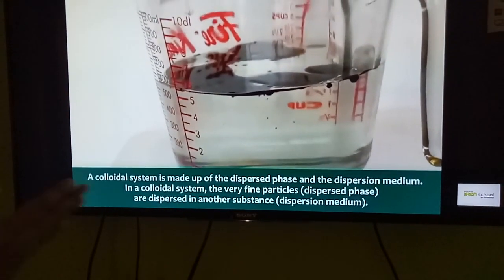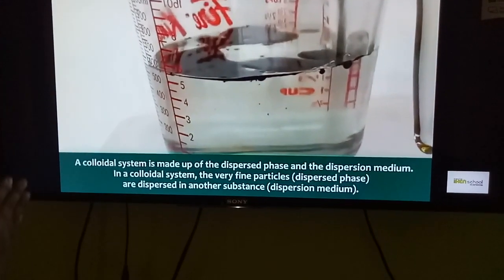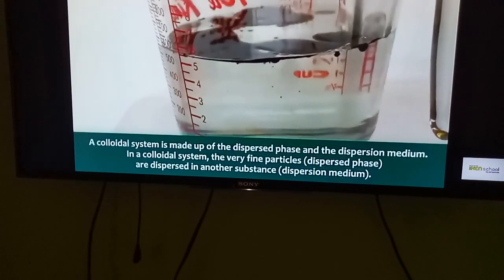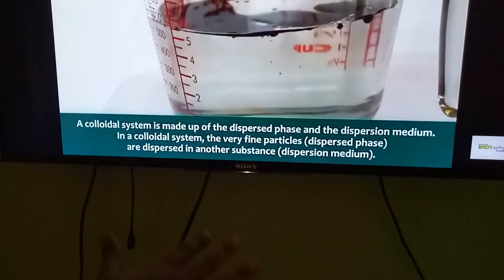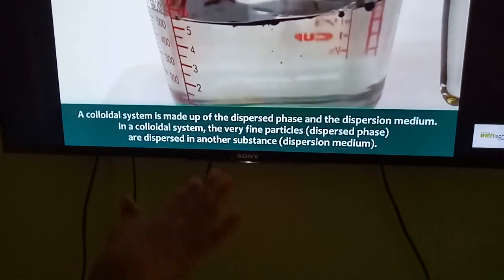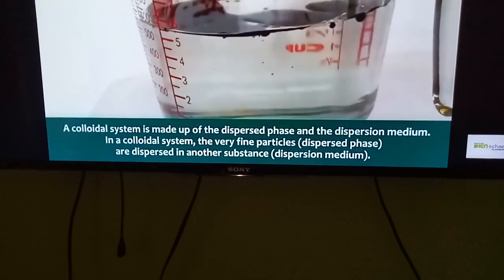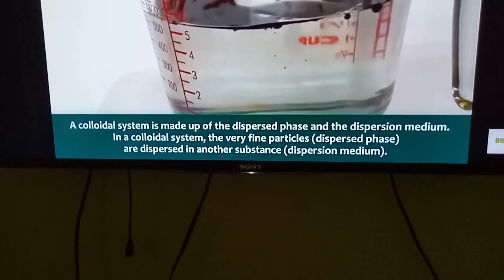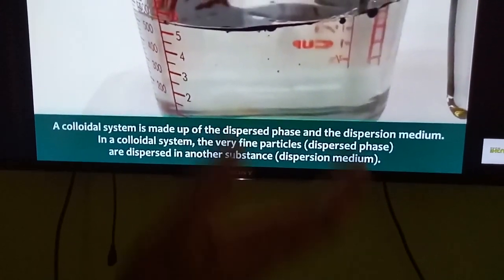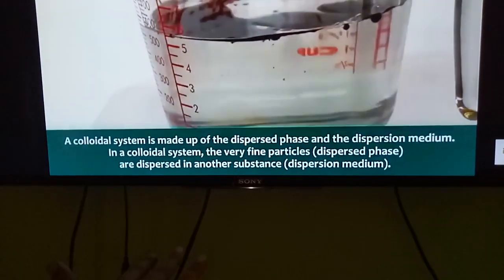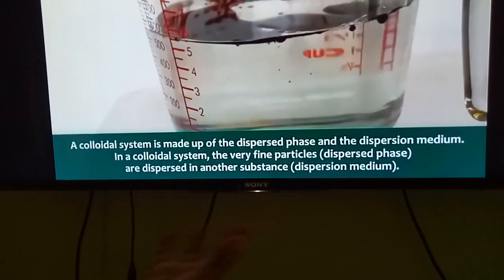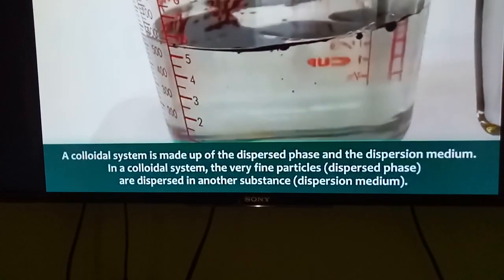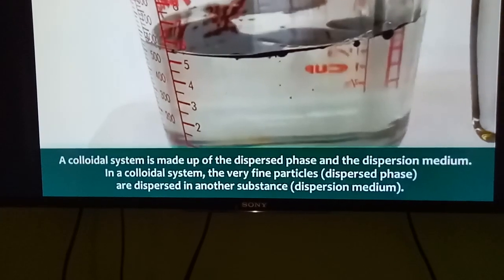As I just told you, the size of the particles lies between true solutions and suspended solutions. So they also cannot be seen. They are so small that they cannot settle down, so colloidal particles are quite stable. We cannot see the fat particles settling down. And they can easily pass through filtration. When you filter milk, do you find any fat particles settling on the filter paper? No. All the milk will easily pass through the filter.